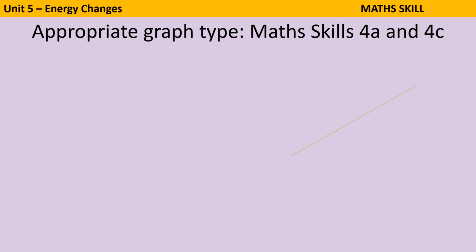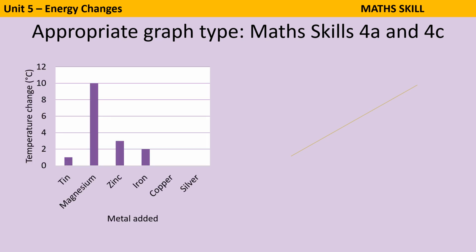One thing that often confuses students is what type of graph they should be drawing. If I carried out an experiment where I added different metals to a solution of copper sulfate solution, then I would draw a bar chart. And the reason for this is that here my independent variable is categorical. So tin is completely separate to magnesium. They're not on a scale, they're not numerical values where I could have any value, they're distinct categories. So therefore I have to draw a bar chart.